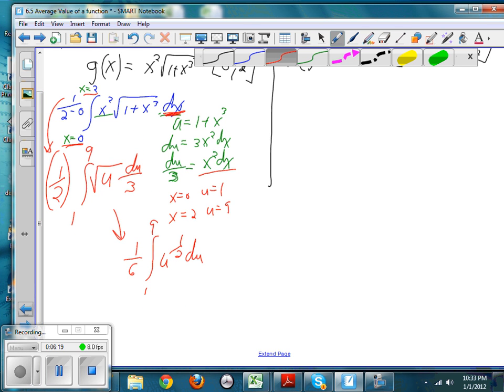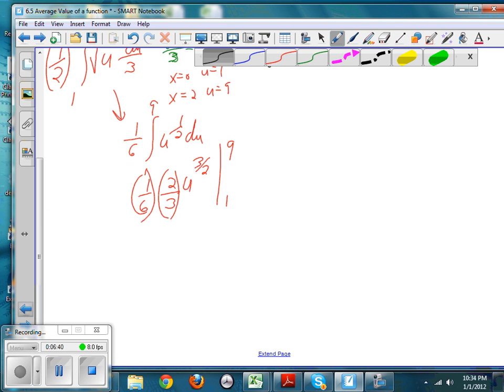This is going to be u to the 3/2 times 2/3, right? That's my power rule. I got the 1/6 out here. And now I'm going to evaluate it from 9 to 1. I'm going to extend that page some more. This looks like 1/9, 9 to the 3/2 minus 1 to the 3/2.